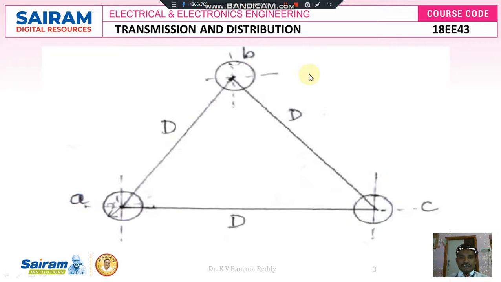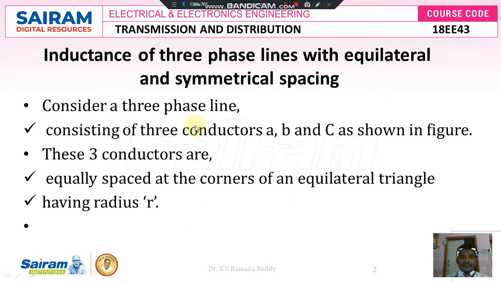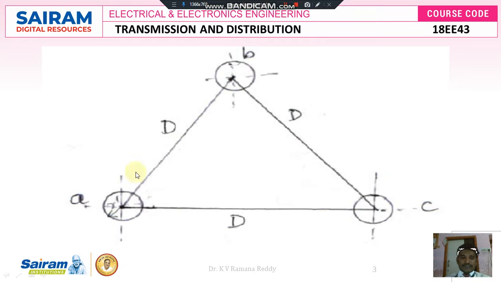According to that, here I have taken three conductors, conductor A, conductor B, conductor C, and there is an equal amount of spacing between these three conductors. So the distance between conductor A and B is D, B to C is again D, C to A is again D. Therefore, consider a three-phase line consisting of three conductors named A, B and C as shown in this figure. This is conductor A, this is conductor B and this is conductor C.